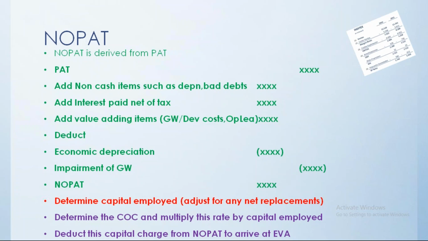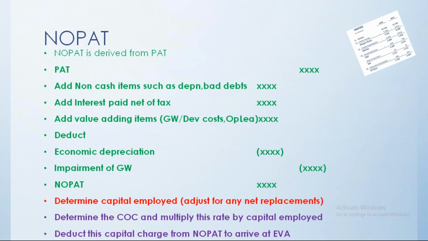And then we arrive at net operating profit after tax. So we will look at some numbers in the question. You just have to look at this slide and ensure that we can work out from the profit after tax into the net operating profit after tax.